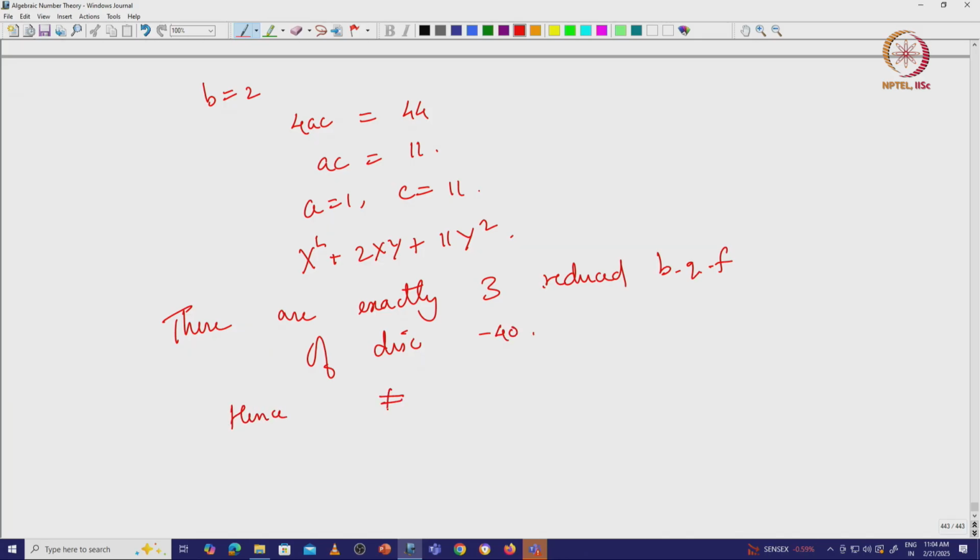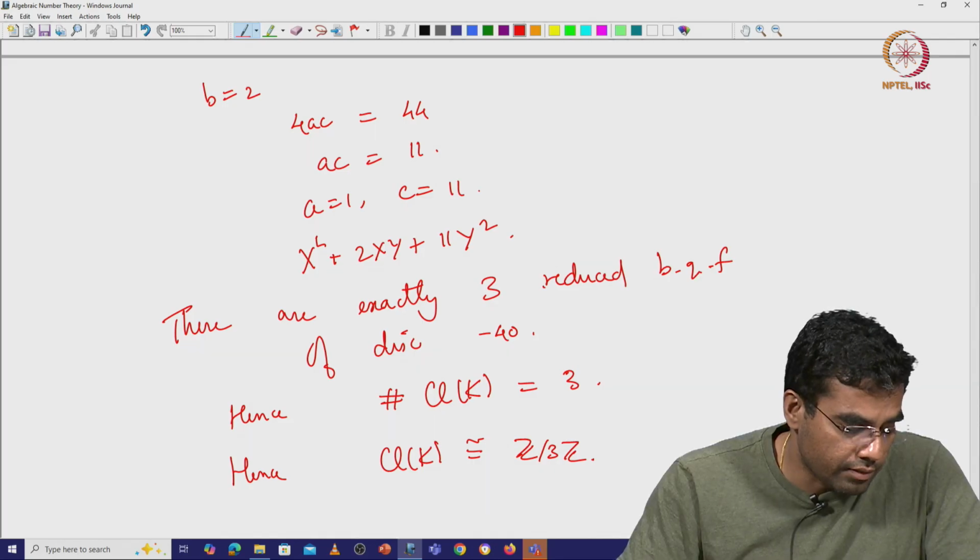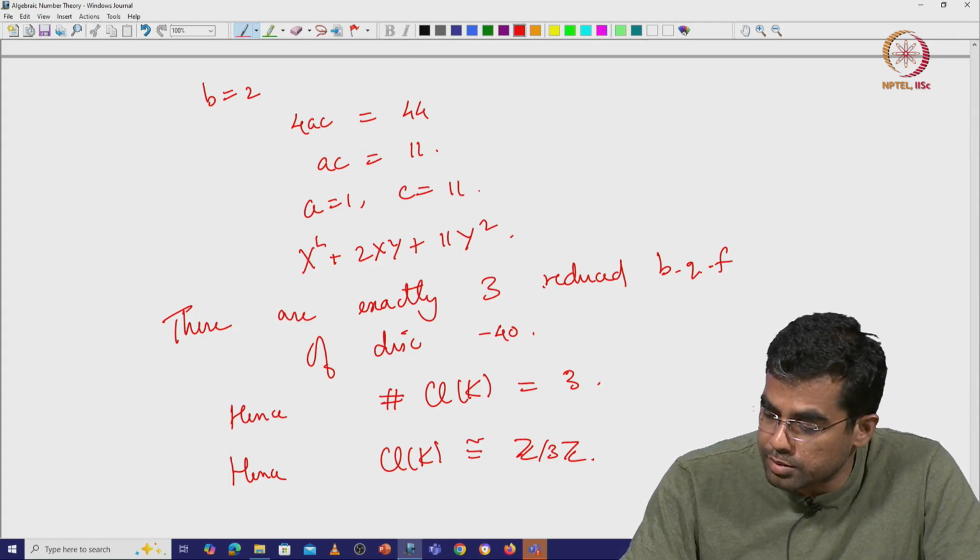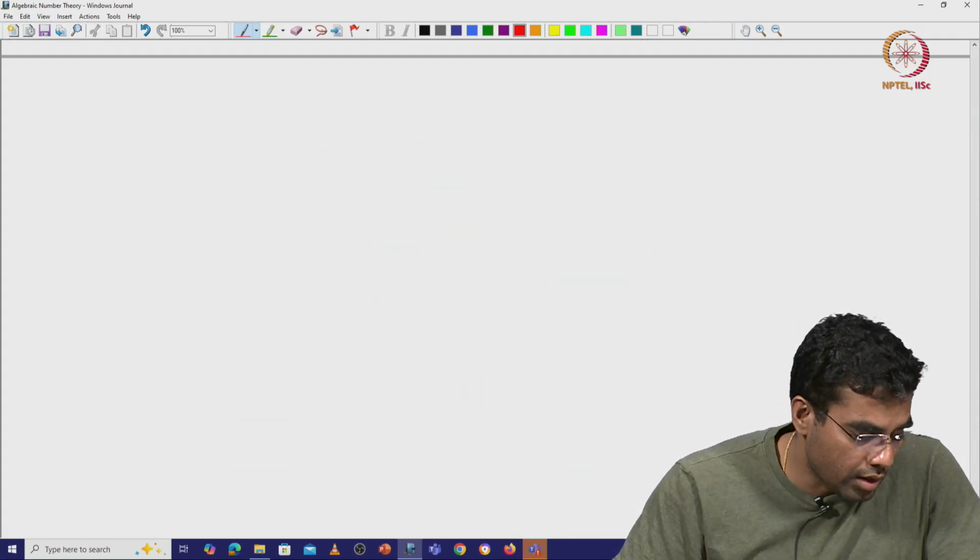Hence, the number of elements in the class group is 3, and we know that there is a unique group of order 3. So, hence the ideal class group is isomorphic to Z mod 3Z, the cyclic group of order 3, right. So, this turns out to be the easiest way of finding class groups for imaginary quadratic fields, all right. And we can do many more examples, but let us not worry about that.